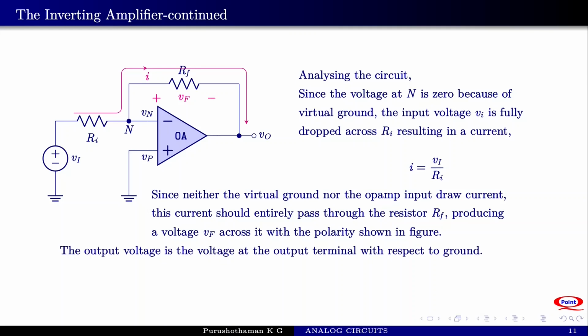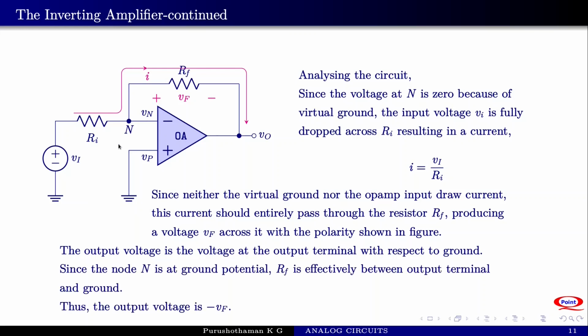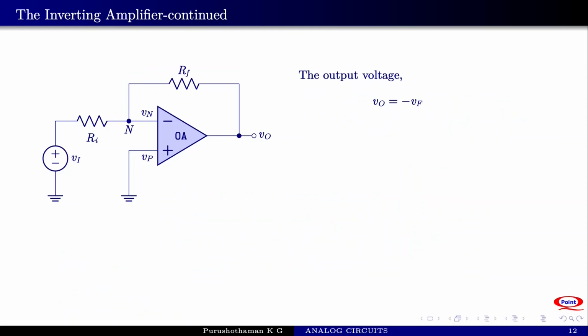The output voltage is the voltage at the output terminal with respect to ground. And we know Rf is effectively connected between output and ground because this is virtual ground for voltages. So the output voltage is minus Vf, which means this is equal to minus I into Rf, and I is given by Vi by Ri, so we can write this as minus Vi by Ri into Rf.